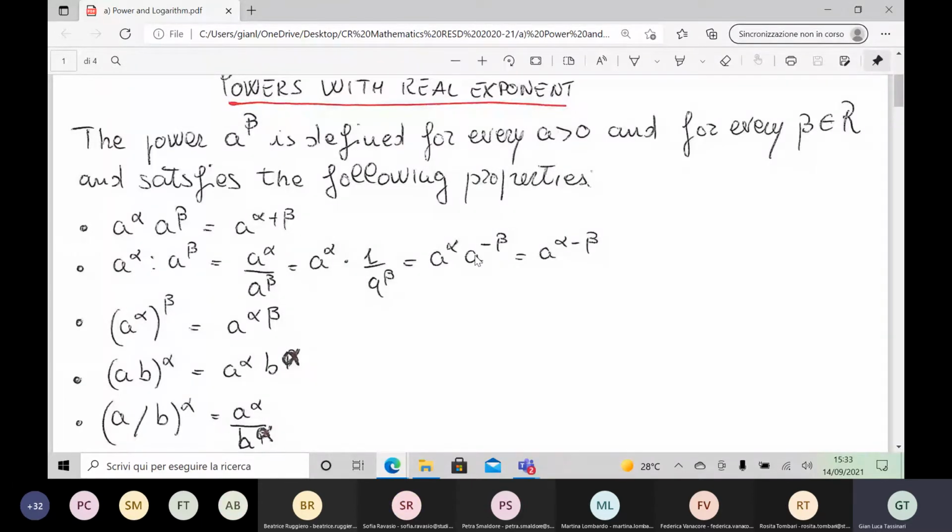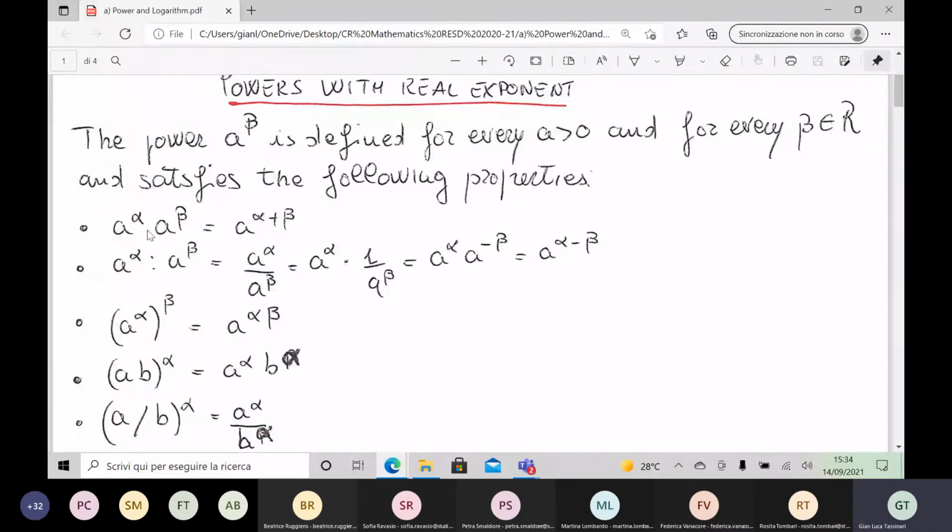This is again a product of two powers with the same basis, and the result, by using the first property, is a power with the same basis a, and as exponent the sum of the exponents, so alpha plus minus beta, therefore alpha minus beta. In other terms, we have just shown that if you have the ratio of two powers with the same basis, instead of performing all the steps I did, you can have as a result a power with the common basis, which is a raised to the power alpha minus the exponent of the denominator, a to the power alpha minus beta.